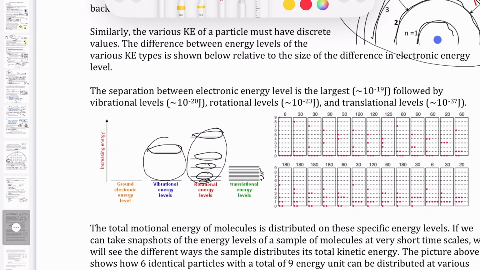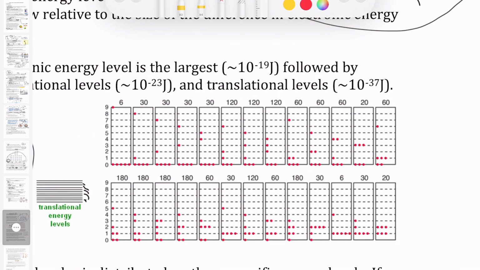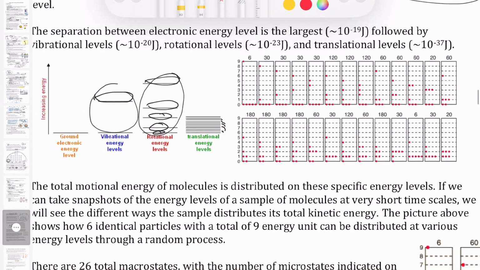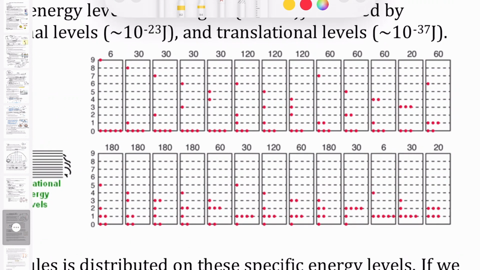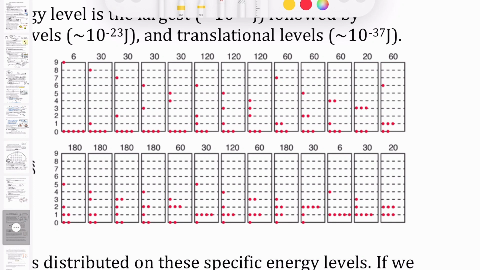Now, I want to talk about this because I want to connect the idea of microstates and macrostates that we talked about to how we view the distribution of kinetic energy in a molecule. So let's take a look here at an example. This picture here represents a distribution of all the outcomes that are possible if you have 6 identical particles that have a total of 9 energy units.